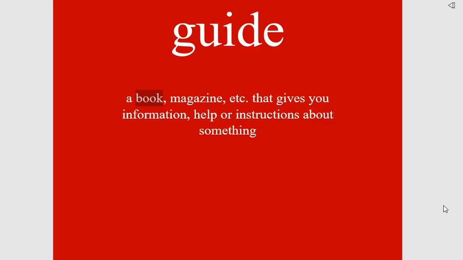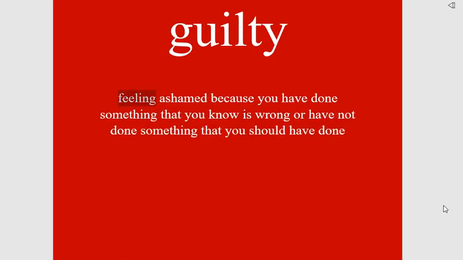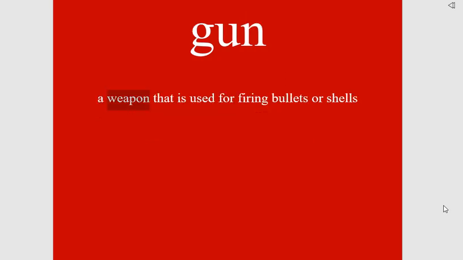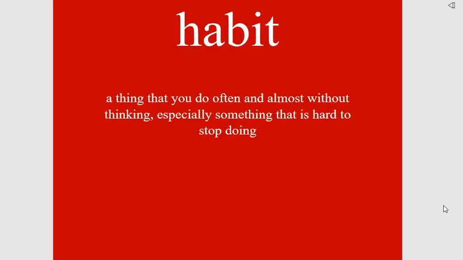Guide. A book, magazine, etc. that gives you information, help or instructions about something. Guilty. Feeling ashamed because you have done something that you know is wrong or have not done something that you should have done. Gun. A weapon that is used for firing bullets or shells. Guy. A man.